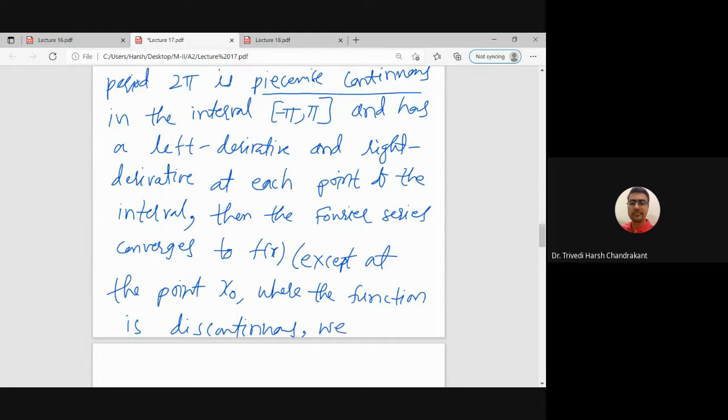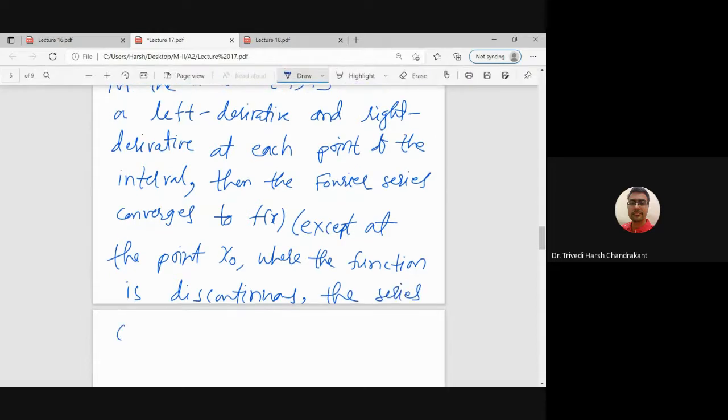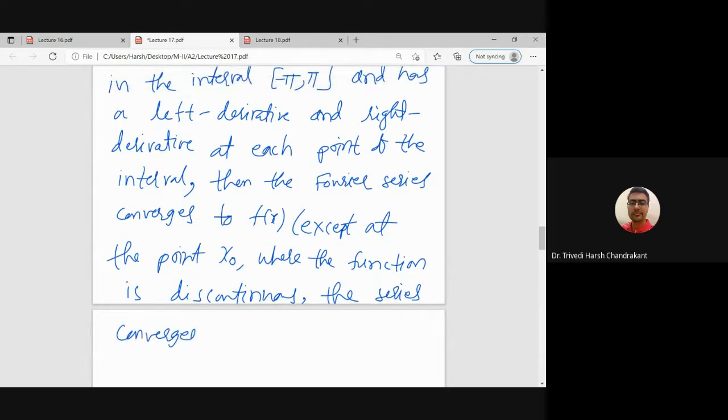the series converges to the average. So average means basically the left limit at that point plus the right limit at that point, divided by 2. So it converges to this number.